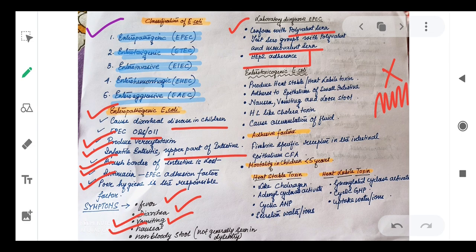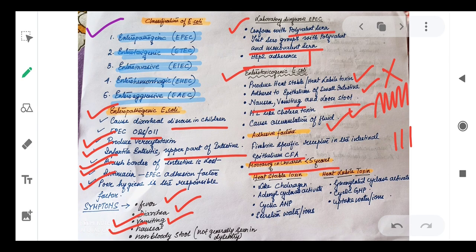Okay. Next we will move on to your enterotoxigenic E. coli. They produce both heat stable and heat labile toxin. Adheres to the epithelium of the small intestine, causing nausea, vomiting, loose motion. LT is like a cholera toxin, again causing accumulation of fluid. Adhesive factors are fimbriae-specific receptors. So there are fimbriae-specific receptors in the intestinal cells, and the mortality of the children usually less than 5 years is seen.